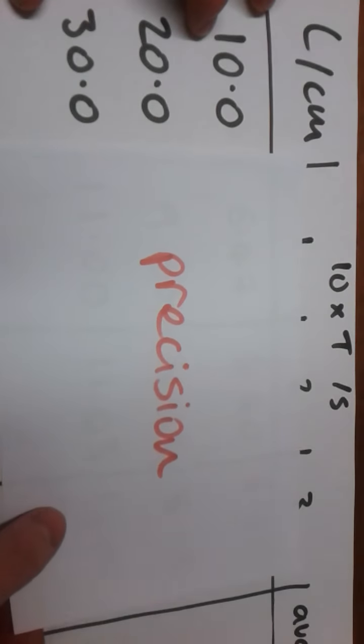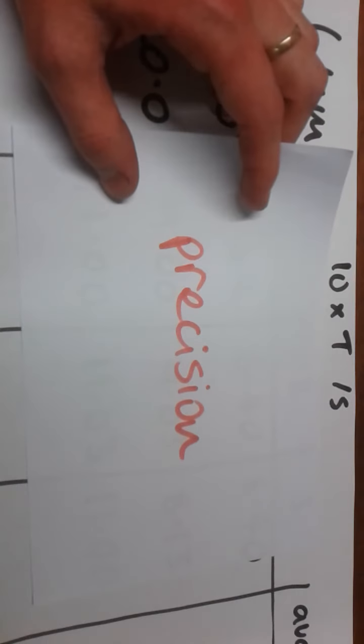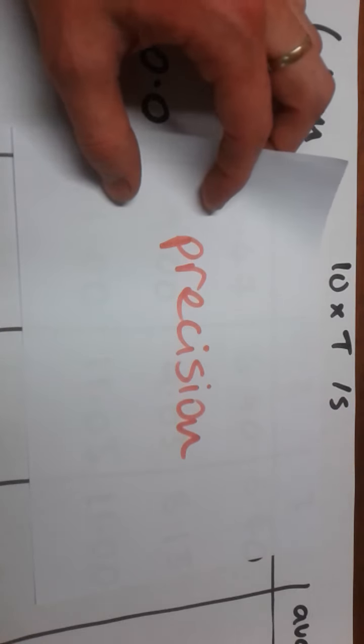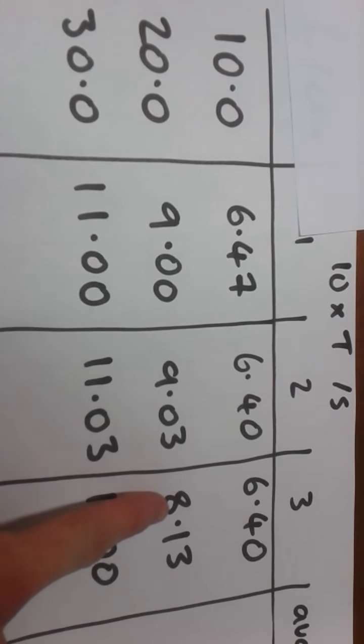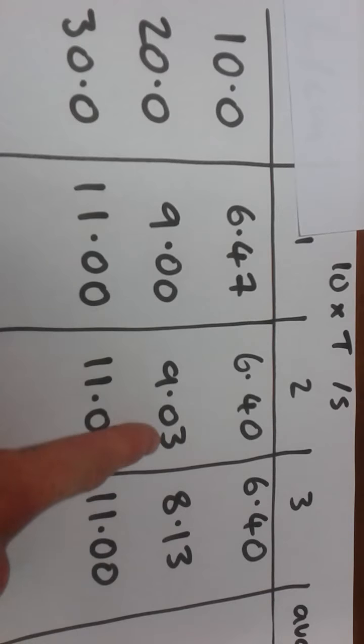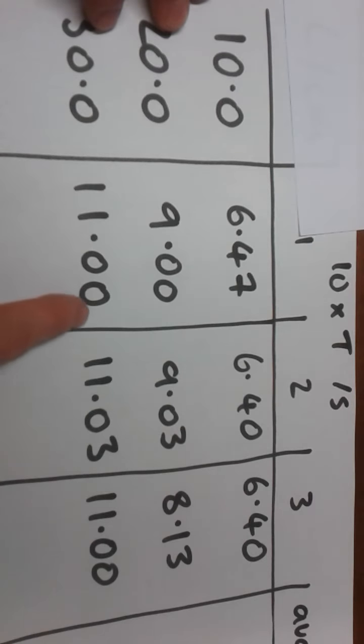Now the next key term on the list is precision. Precision is all about, if you take several measurements, how close are they to each other? So here, I'm actually quite pleased with my precision. With the exception of this result here, which we'll talk about in a minute, most of my results are within a few hundredths of a second of each other. So the spread of each of my measurements for each particular length is quite small.